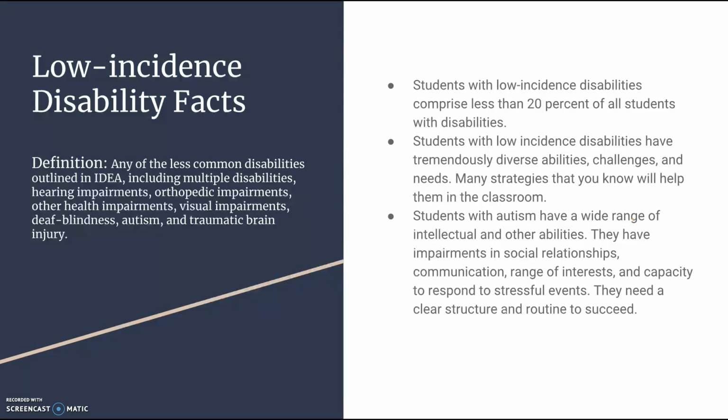Autism is a low-incidence disability, and students with autism have a wide range of intellectual and other abilities. They may have impairments in social relationships, communication, range of interest, and capacity to respond to stressful events. They need a clear structure and routine to succeed.